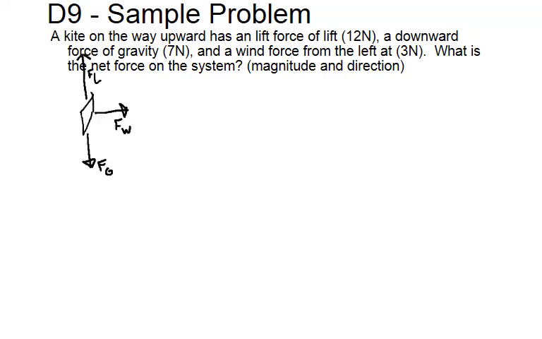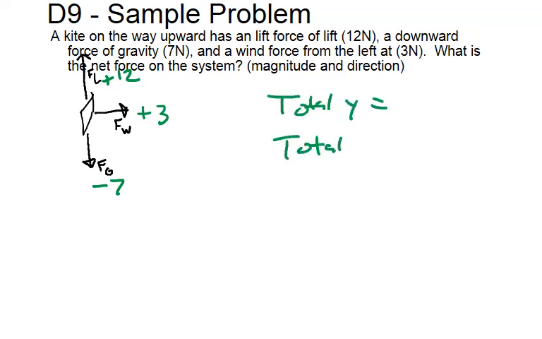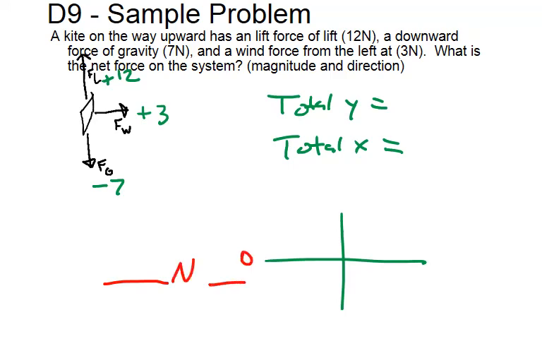All right, now on this one, we have a kite. We have the force of lift, which is positive 12 here. We have the force of gravity, which is negative 7 here. And then the wind force is from the left to the right, positive 3. Now, we want to find out the net force of the system. If you remember here, we have to get the total y and the total x. And then what we'll do is we'll bring those together to the coordinate axis and figure out the net force. So we'll have blank newtons at blank degrees above the positive x-axis, okay? So go ahead and pause the clip, give this a try, and when you're ready to check, you can hit play to continue.